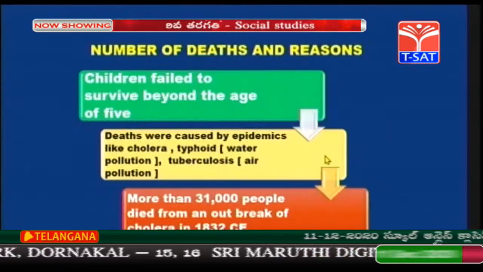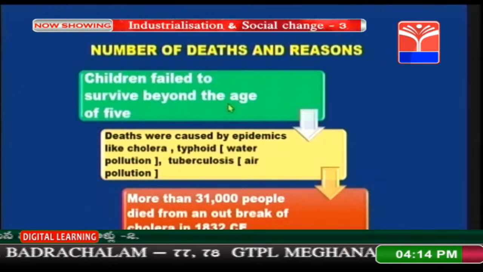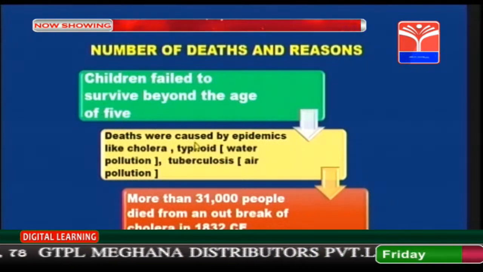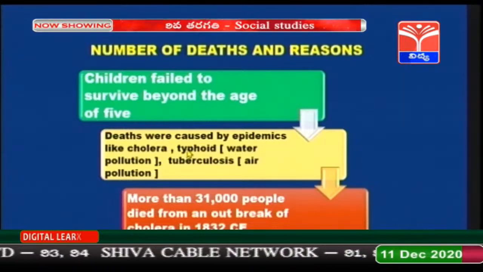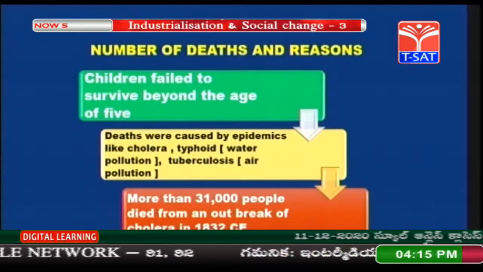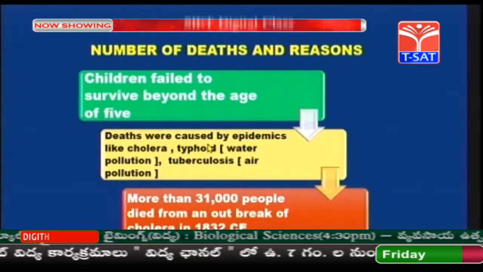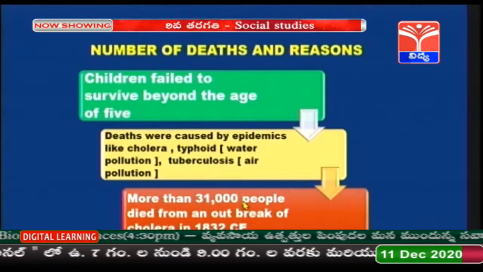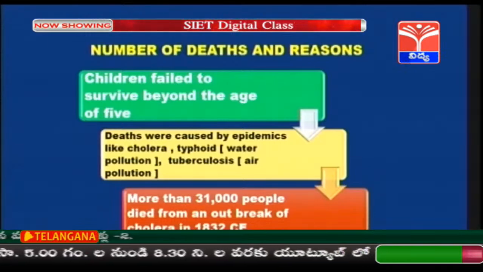Okay. So what are the reasons for increase in the deaths? As I told you, because of pollution. What type of pollution? Air pollution and water pollution. Children failed to survive beyond the age of 5. Deaths were caused by epidemics. Epidemics means diseases like cholera, typhoid, which are spreading because of water pollution, and tuberculosis that spreads due to air pollution. More than 31,000 people died from an outbreak of cholera in 1832 CE.